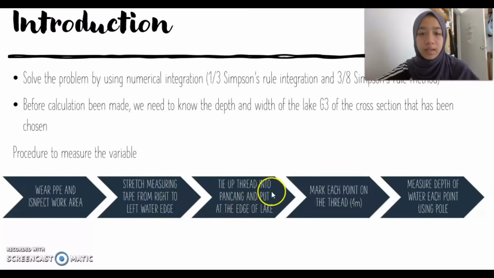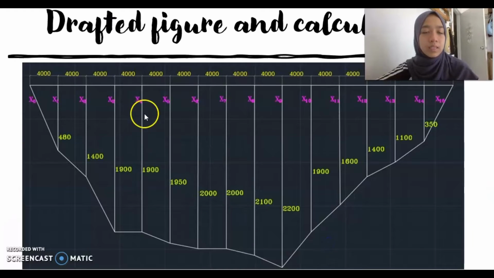Tie the thread to a stake and put it at the edge of the lake. Mark each point on the thread at 4 meters equally. Measure the depth of water at each point using a pole. This is our drafted figure. We divide it into 15 subsections. This is the depth and the width.